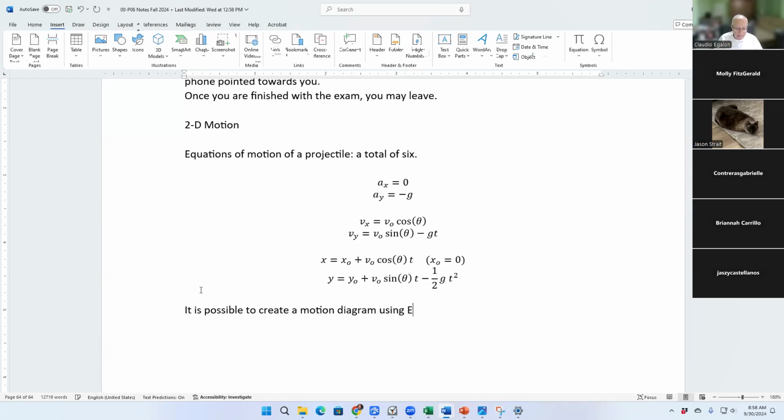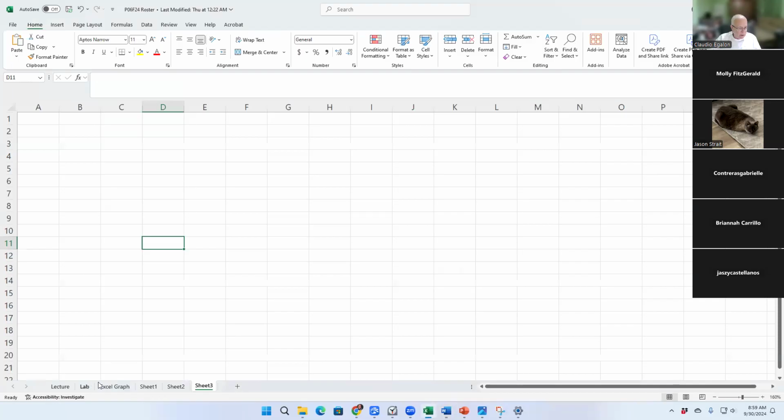Those are the parametric equations. It is possible to create a motion diagram using Excel. I didn't do that yet here in the classroom, right? But I'm going to show you how to create a motion diagram using Excel. Just by using those two equations here, we can create a motion diagram for a projectile, for the projectile motion. Okay, let's take a look at our Excel right in here.